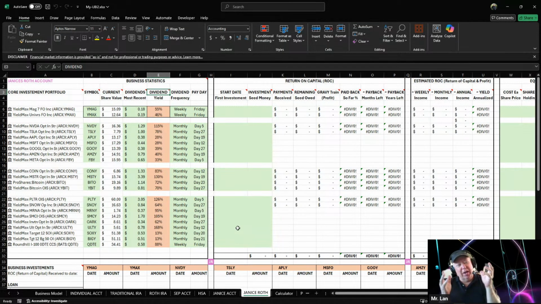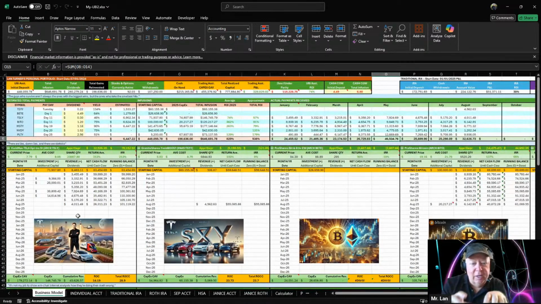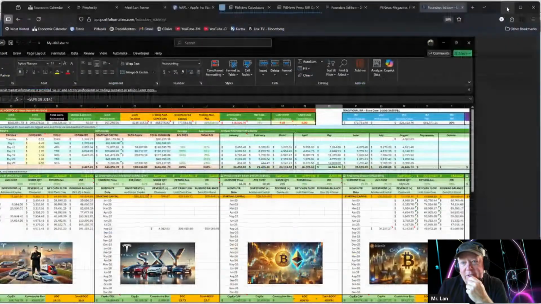I've been trying to think of how I could combine them all into one, and I think I can, but then it doesn't separate them out. So I don't see just Janice's. I see everything all combined into one, into my individual account, into my business model, and it would just have everybody's, all of them in there. So there are advantages and disadvantages, but of course the software takes care of that over here.